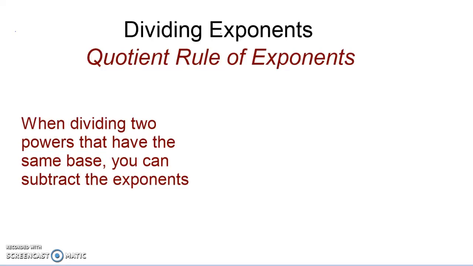Alrighty, we are now moving on to dividing exponents, which is also known as the quotient rule of exponents. This is just the opposite of when we are multiplying or using the product rule of exponents. The quotient rule of exponents states that when dividing two or more powers that have the same base, you can subtract the exponents. So for example, here we have 3 to the 5th divided by 3 squared.